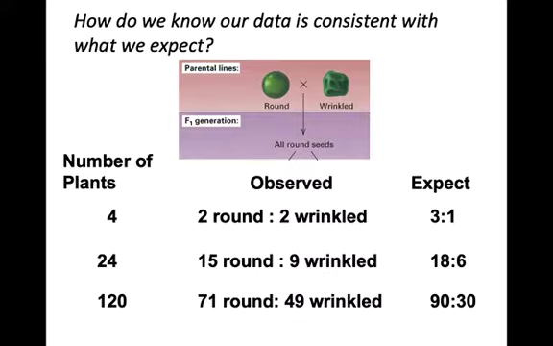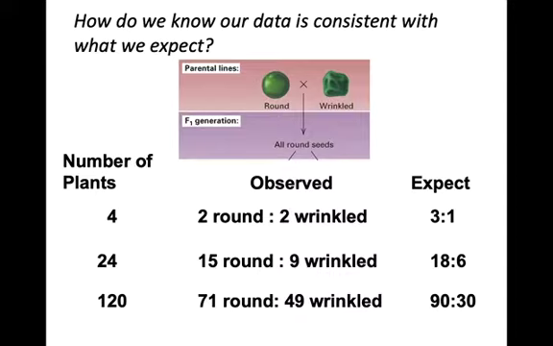Now, you could grow a larger number of plants, for example, 24, and in this particular case, maintaining a 3-to-1 ratio, the exact numbers would be 18 to 6. And you might observe 15 round and 9 wrinkled.